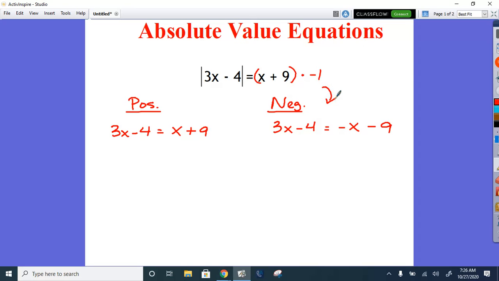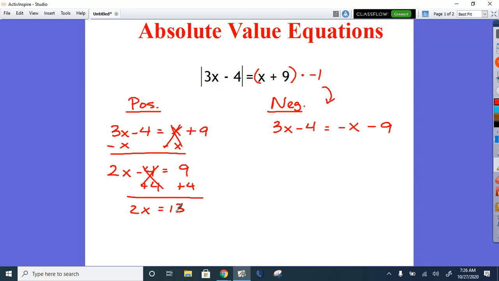Okay? And now we just solve as we have solved with variables on both sides. Move the smaller variable. Here I'm going to subtract x from both sides. 2x minus 4 equals 9. Add 4 to both sides. 2x equals 13. Divide both sides by 2. Therefore, x could be either 13 over 2, or if you had it as 6.5, that would be acceptable.